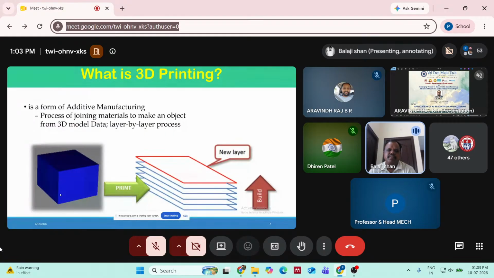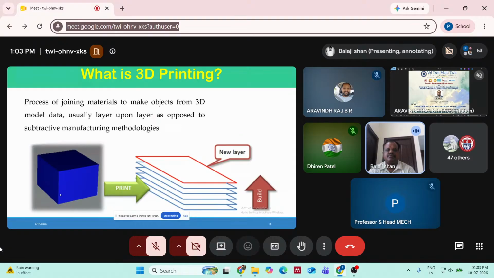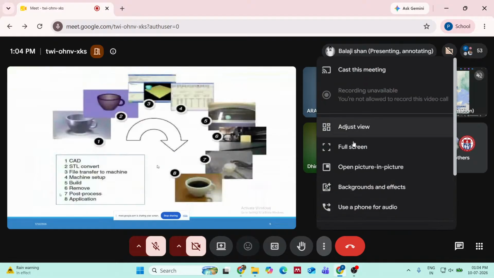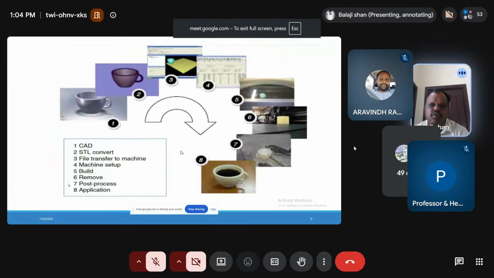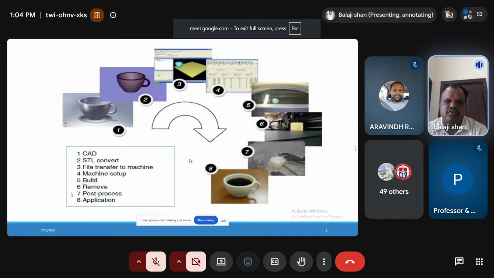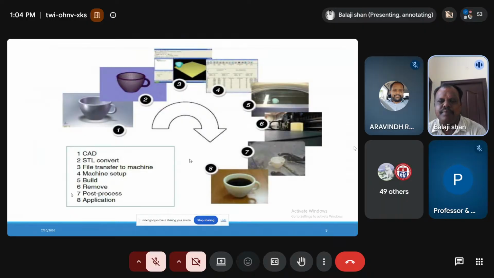It is a process of joining material to make an object from 3D model data by a layer process, that is, slicing or adding of materials. It is a process of joining materials to make the object from 3D model data, usually layer upon layer, as opposed to subtractive manufacturing. So this is the basic common procedure for making a three-dimensional diagram into a three-dimensional real object.